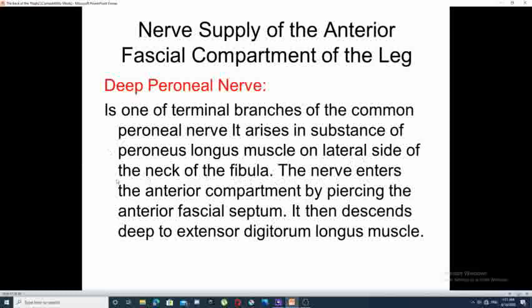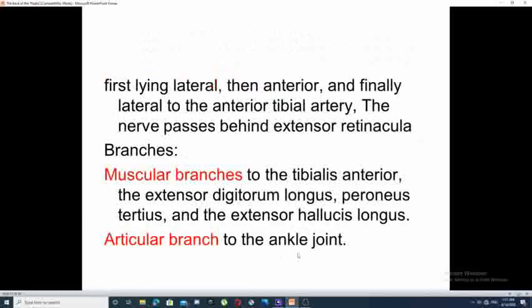The nerve enters the anterior compartment of the leg by piercing the anterior fascial septum, and then it descends deep to the extensor digitorum longus muscle, first lying lateral, then anterior, and finally lateral to the anterior tibial artery. The nerve passes behind the extensor retinaculum.